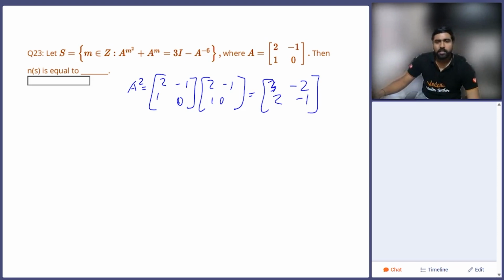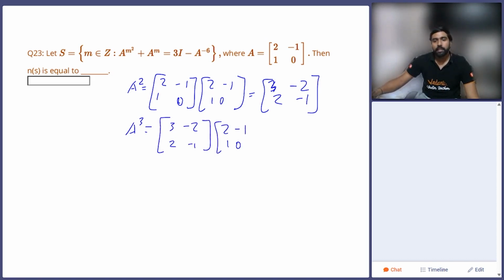Okay. A little bit of pattern, I hope you are able to see. 2 went to 3, minus 1 reduction. 1 may increment. So basically, first column got plus 1, second column got minus 1. Let's see if the pattern repeats in the third, a cube, also. What is a cube? A cube will be 3 minus 2, 2 minus 1 multiplied by a, which is 2 minus 1, 1 0. So what will I get?